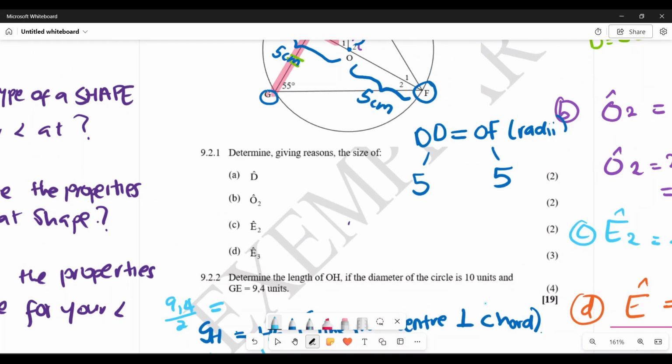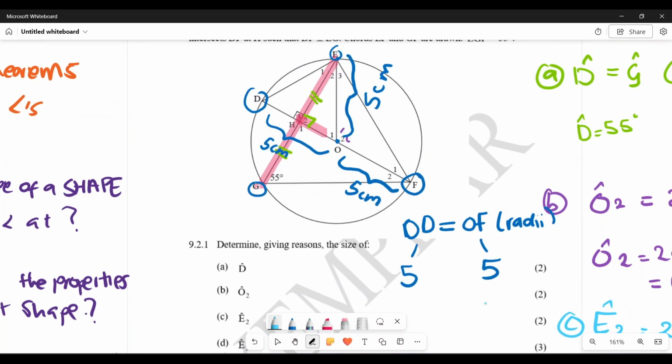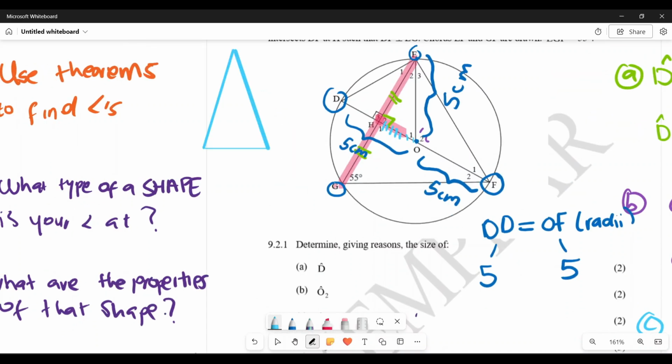Now, what is the length that we're trying to determine? OH. Let me try and see what kind of shape my OH is in. This is my OH. So let me try and separate that triangle here on the side, right? This is E, this is H, this is O, and I'm trying to determine the length from O to H. Now, this here is at 90 degrees. This is a right angle triangle.